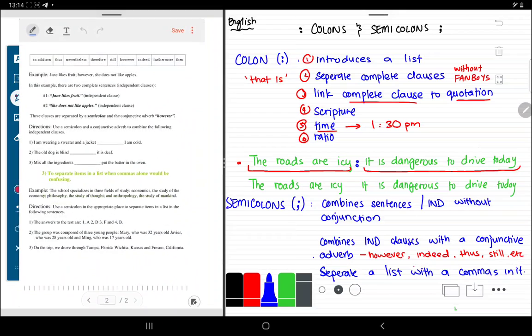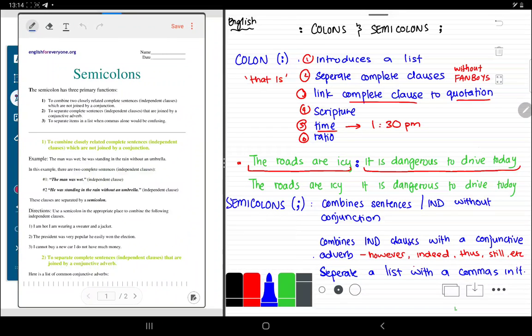Semicolons are also used to combine sentences. We use them to combine sentences or independent clauses without the use of a conjunction, which are your FANBOYS. So going back to the same sentence that we used here: the roads are icy, independent; it is dangerous to drive today. But instead of a colon this time, we're going to use a semicolon.